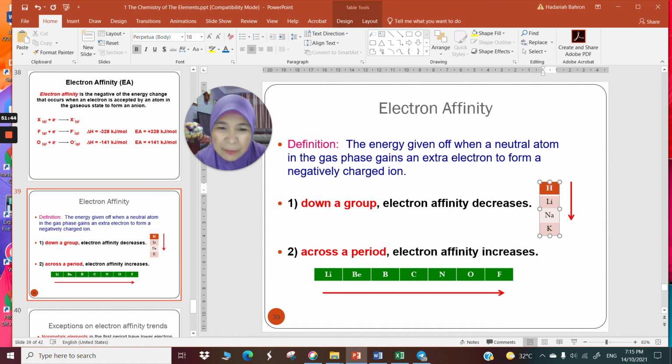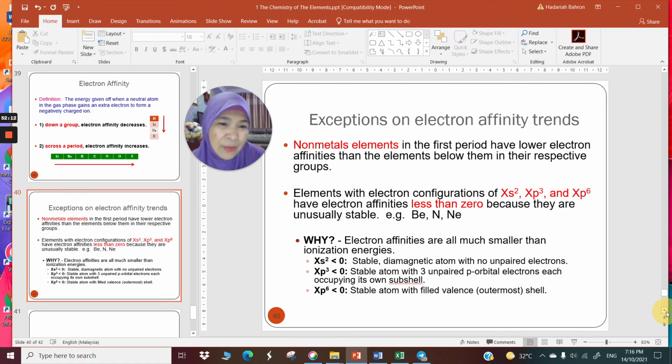Going across a period, the electron affinity becomes bigger. Fluorine has the highest electron affinity. So electron affinity increases to the right and to the top, going up and to the right. So the electron affinity of fluorine is the biggest of them all, and the electron affinity of potassium is smallest. So that is how you define it.